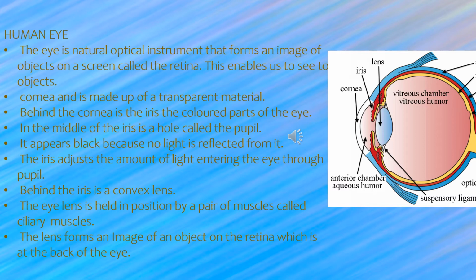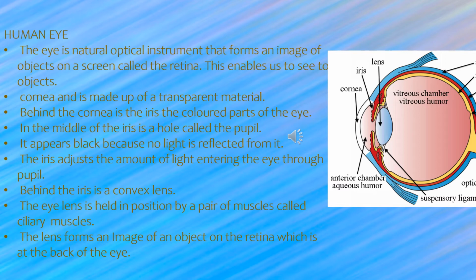Behind the iris, we have a convex lens. Children, the convex lens will form a real and inverted image. The eye lens is held in position with the help of muscles called ciliary muscles. You would have seen the eye lens mentioned in the diagram. It is attached to a muscle so that the muscle will adjust the size of the lens, sometimes thick, sometimes thin, depending on which object you are viewing.